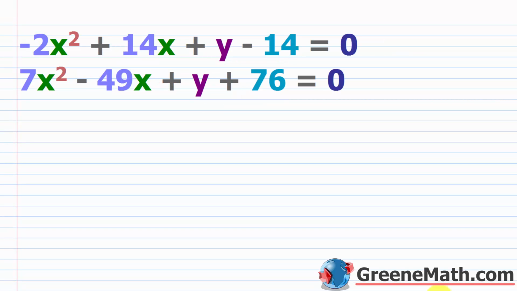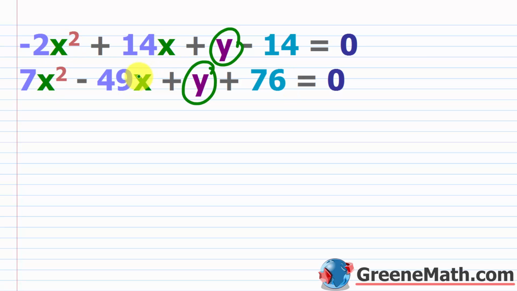All right, so the next system is very easy to solve. It's when you get two parabolas, okay? So you'll notice that you have negative 2x squared plus 14x plus y minus 14 equals 0, 7x squared minus 49x plus y plus 76 equals 0. You just have y to the first power and y to the first power. No other y's, okay? But you have your x squared and your x to the first power.